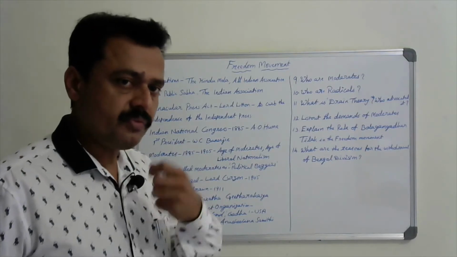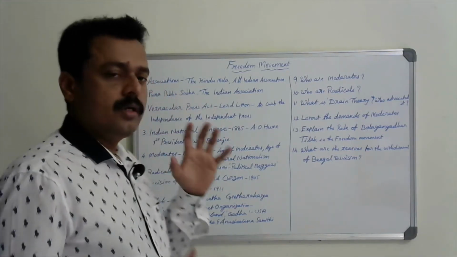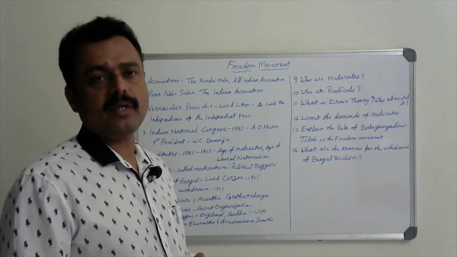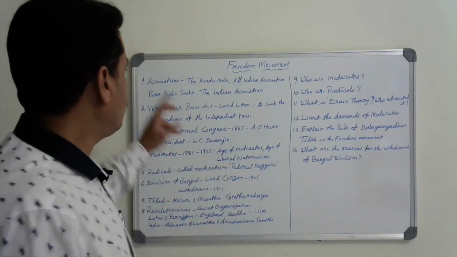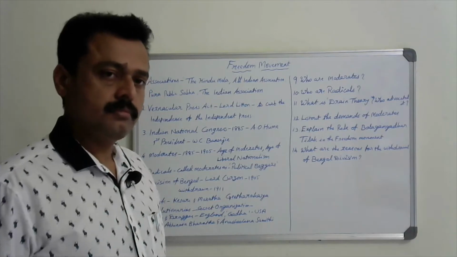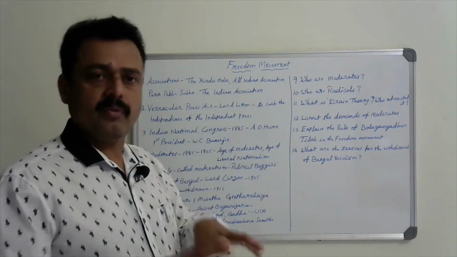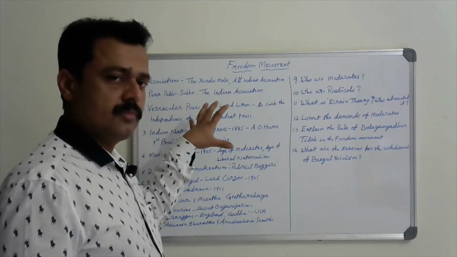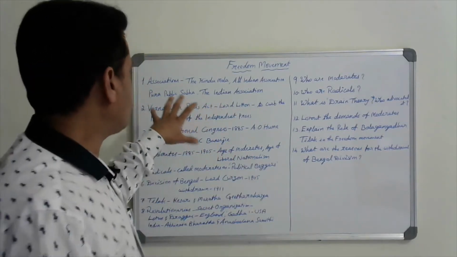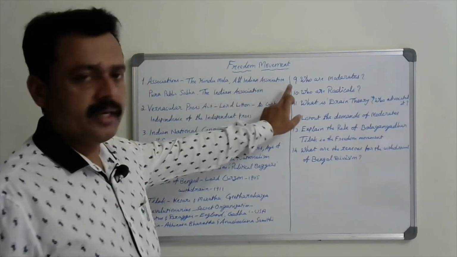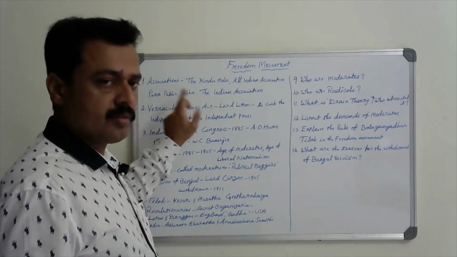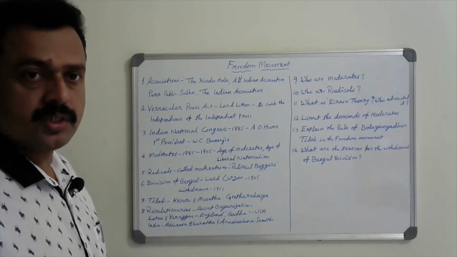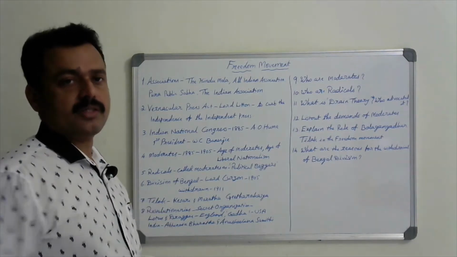Before independence, in the freedom movement, we already know that the Indian National Congress played a very important role. Before the establishment of the Indian National Congress, some secret associations were there, which played a very important role. So the question comes, which are the associations before the formation of the Indian National Congress? The Hindu Mela, the All Indian Association, Pune Sarvajanika Sabha or Pune Public Sabha, the Indian Association. These are the important associations before the establishment of the Indian National Congress.